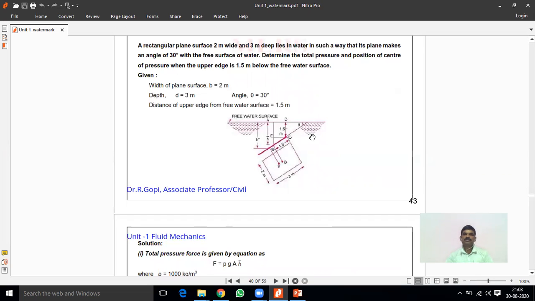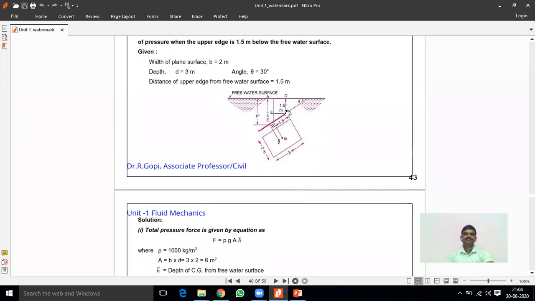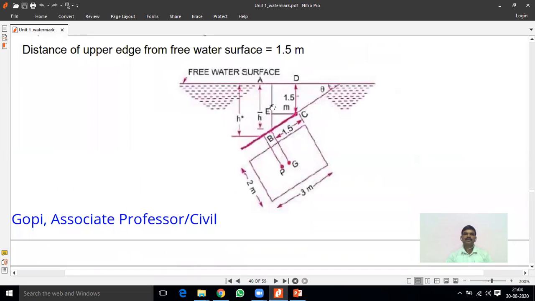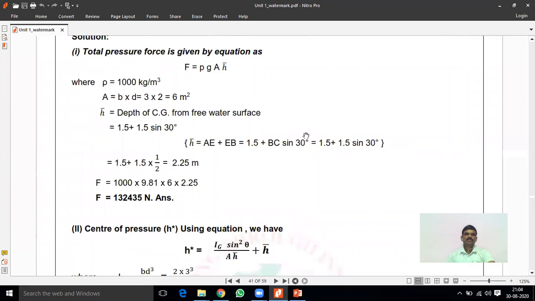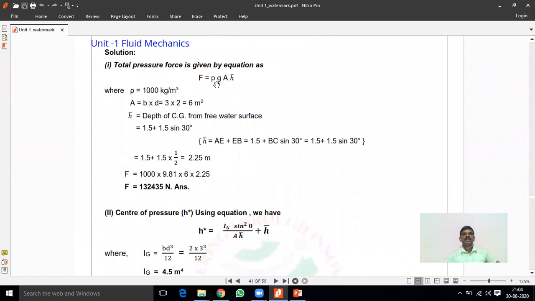So we have seen the first problem, same as per the first problem. So this is the diagram. Okay. So the size of the plate is 2 meter into 3 meter. Okay. So the center of the plate from here, B to C point, it is 1.5 meter. And the height from the upper edge is 1.5 meter. Okay. So now calculate the total pressure and the center of pressure.